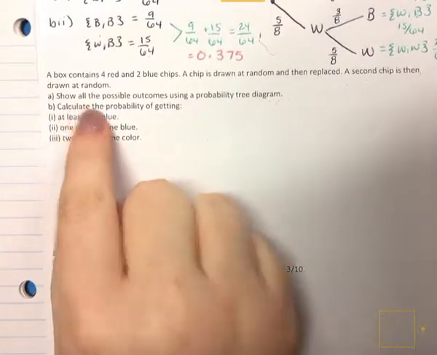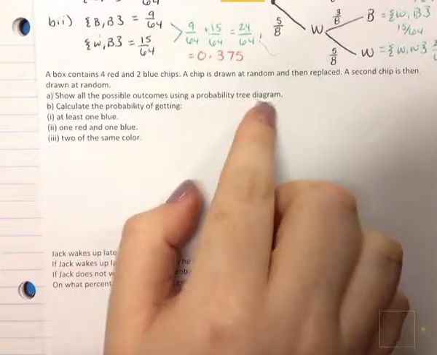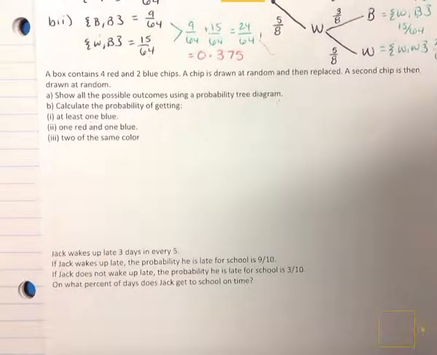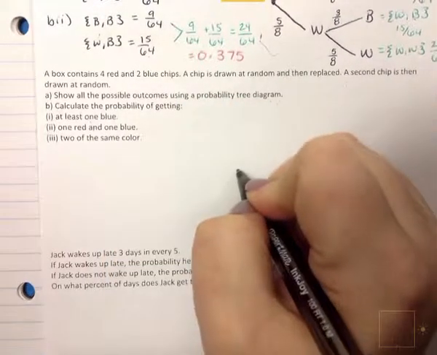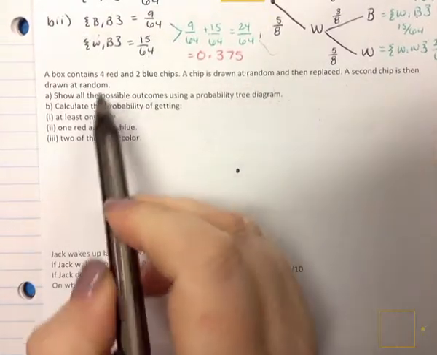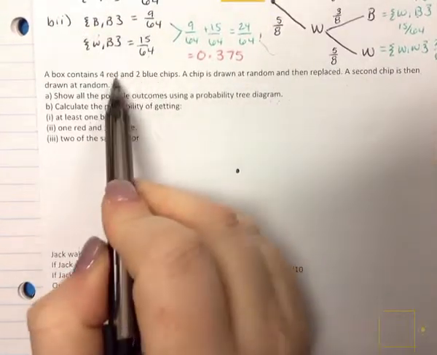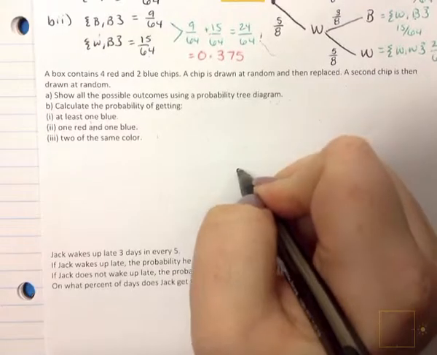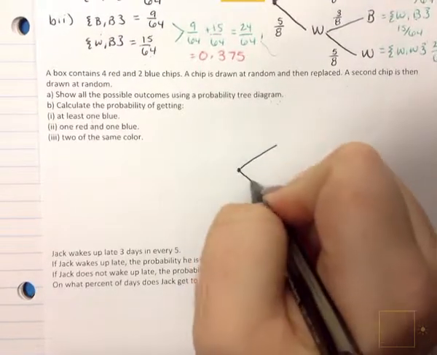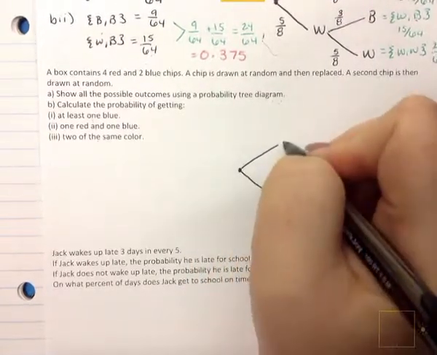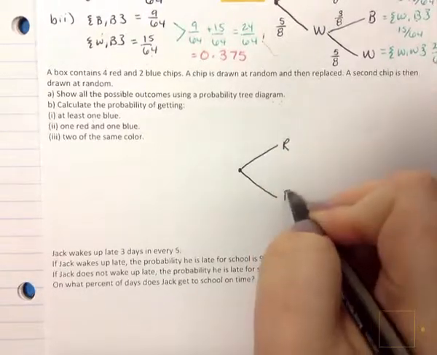So part A says show all the possible outcomes using a probability tree diagram. So to draw our tree diagram, again, we're going to start at a single point. We have two different things that we can draw. We have a red and a blue. So then we have two branches. One's red, one's blue. I'm going to use an R for red and a B for blue.